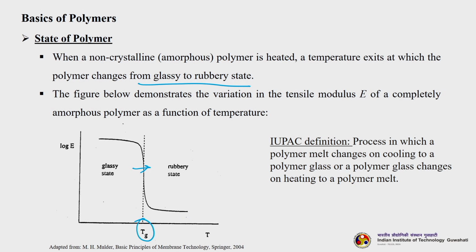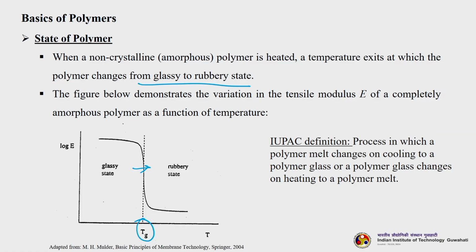So, the figure below demonstrates the variation in the tensile modulus E of a completely amorphous polymer as a function of temperature. You can see Tg. This is actually the glass transition temperature, and the change of glassy state to rubbery state happening at which temperature is known as the glass transition temperature. So, the IUPAC definition suggests that it is the process in which a polymer melt changes on cooling to a polymer glass, or a polymer glass changes on heating to a polymer melt.